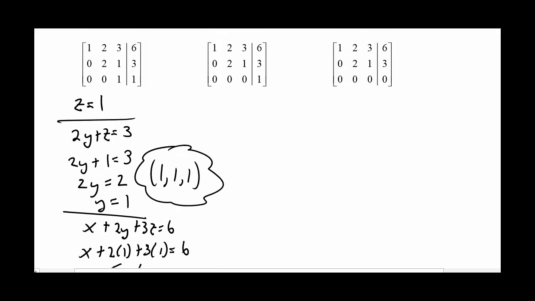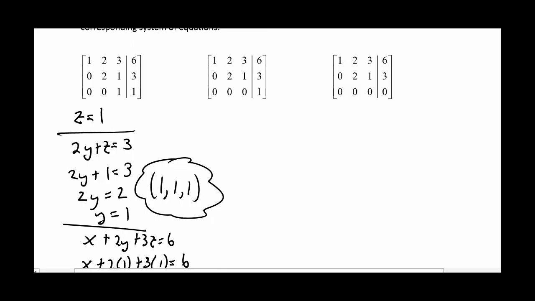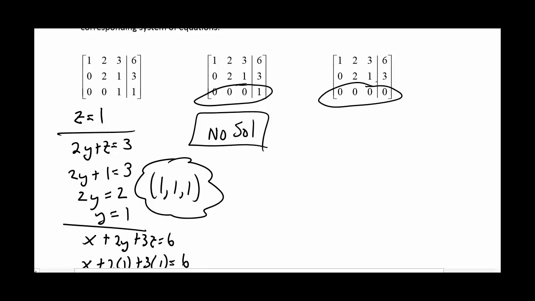Okay, so that's the first type. Second type, again, look at the bottom row. Bottom row is 0, 0, 0, 1. Okay, so what that says is 0x plus 0y plus 0z equals 1. How often will that be true? That's actually never going to be true. So that's an example of no solution. And then the last case is, again, bottom row is zeros. So 0x plus 0y plus 0z equals 0. That actually is always true, so there's an infinite number of solutions to this.